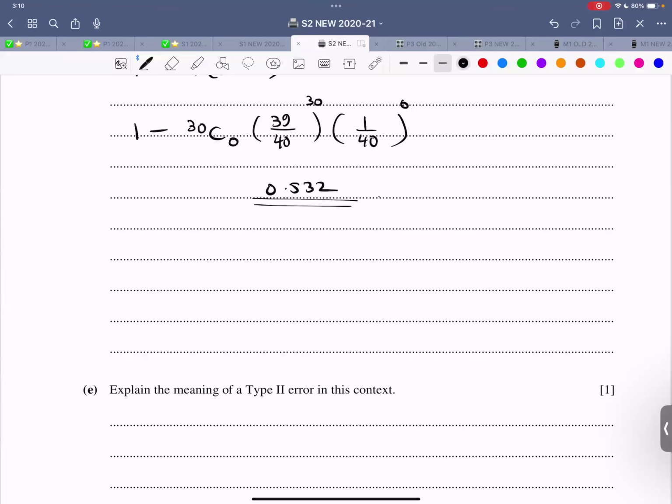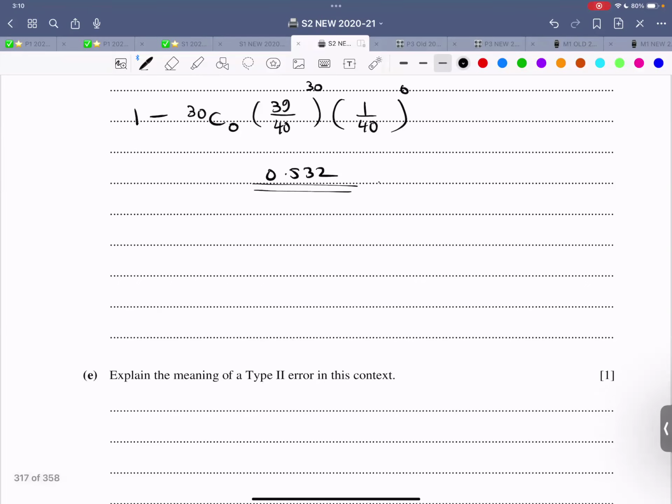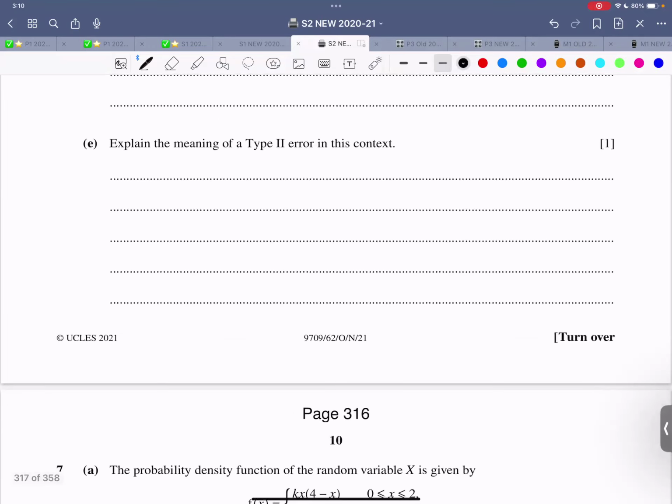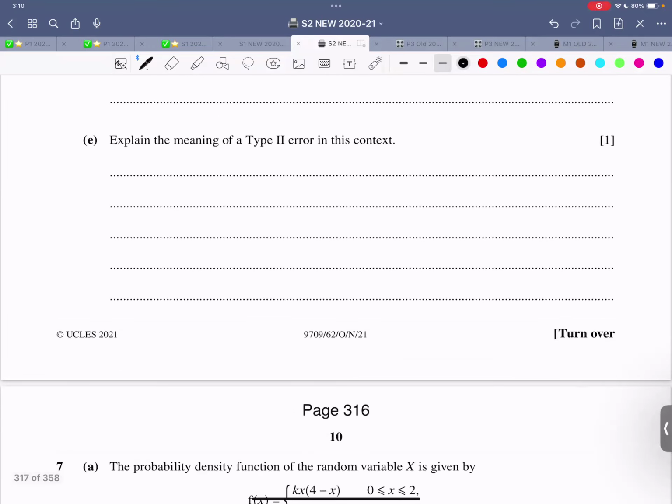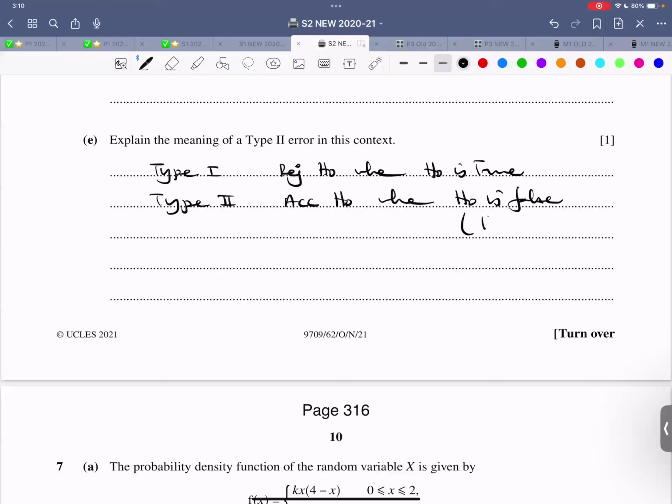0.532, that is the answer for this particular part. Now, the next one: explain the meaning of type 2 error in this context. Type 1: reject H0 when H0 is true. Type 2: accept H0 when H0 is false. In other words, H1 is true.